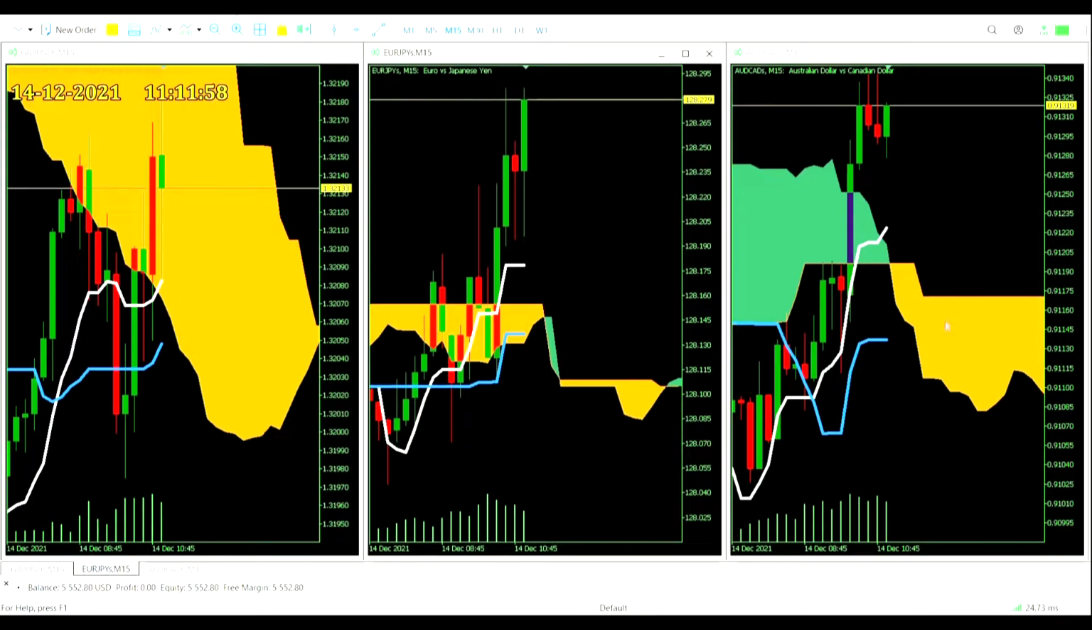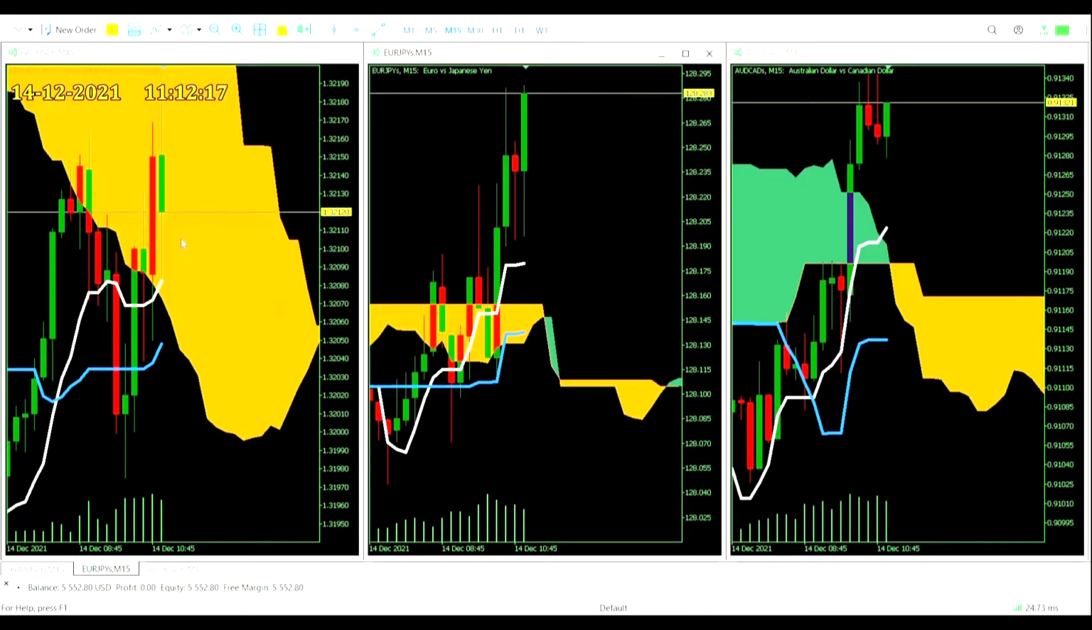Aussie Caddy in a similar situation, cloud not as thin, but price is above it and the Tenkan Sen is above the Kijun Sen. So all these charts looking like they might not get a signal anytime in the near future. If we were likely to see one, I think it would be the cable, maybe if the pound started selling off all the way down beneath the cloud and we get the Tenkan across the Kijun once this high is gone. We'll be waiting, so let's take a look at the economic calendar.